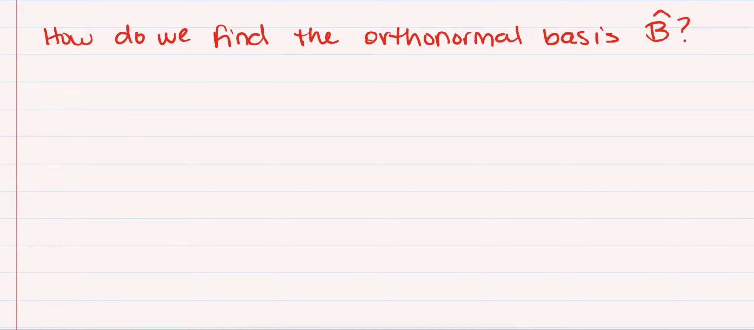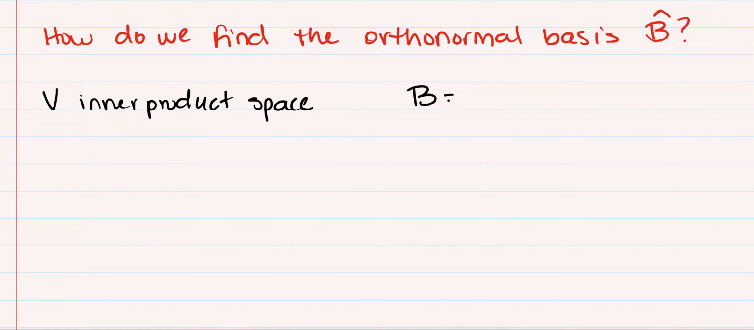So how do we find an orthonormal basis? Well, remember that we have a vector space V that's an inner product space. And we came up with a basis, V1, V2 to Vn. Now this basis might be given to you in a homework problem, or you might just come up with a basis for your vector space.